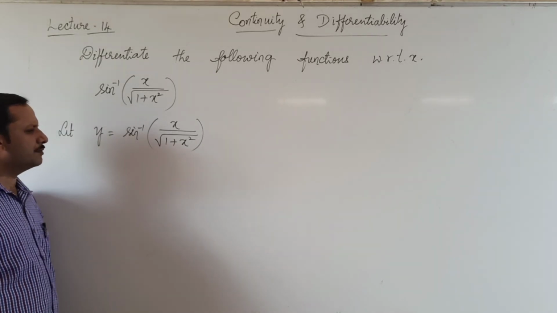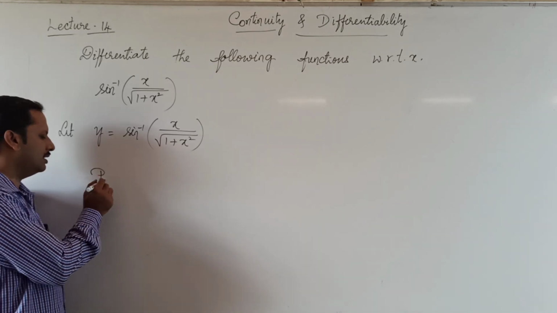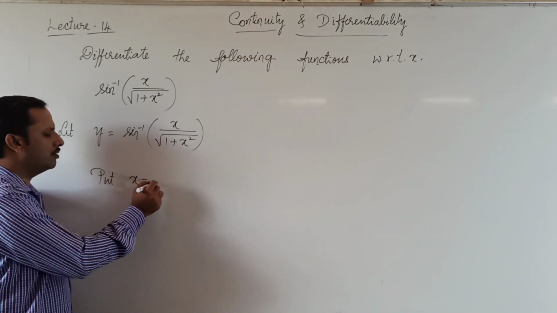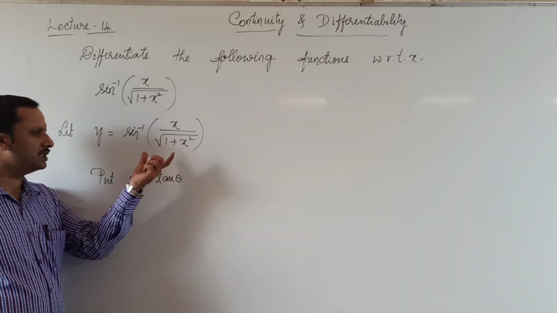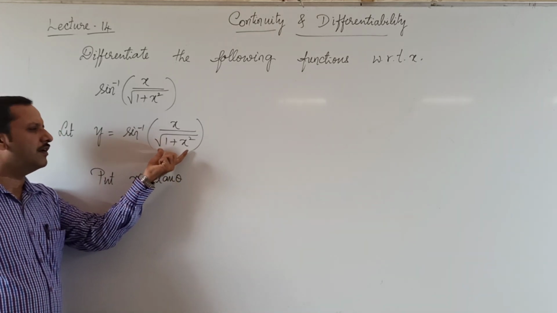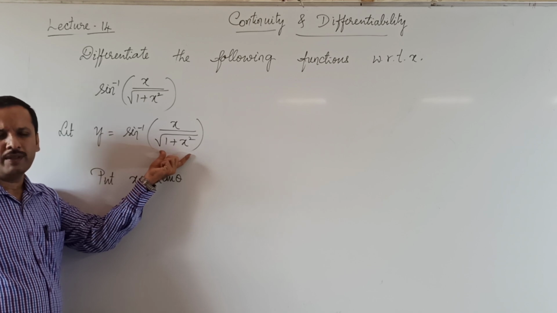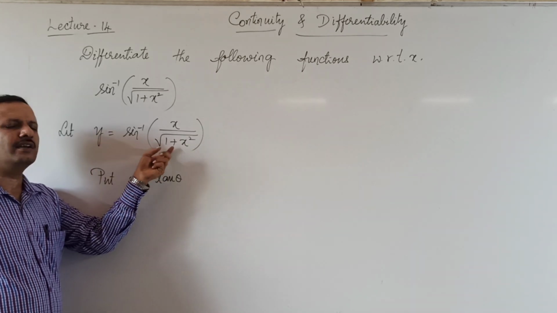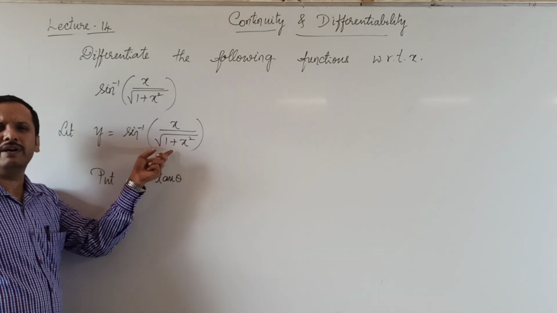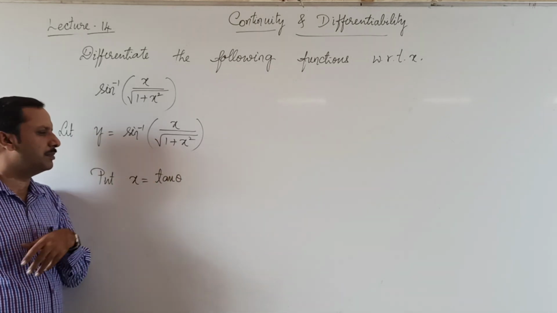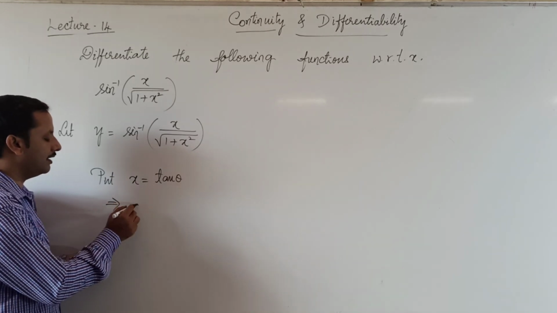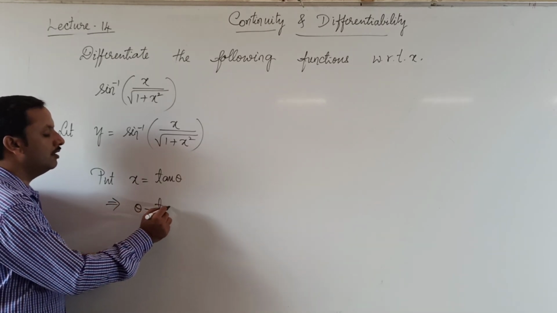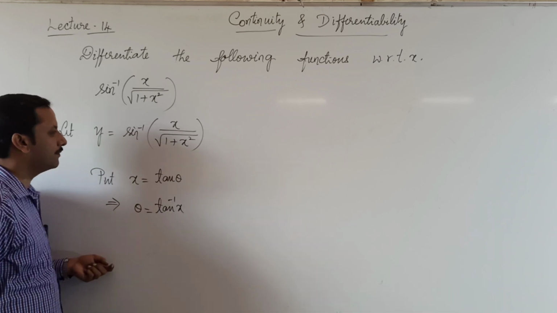I will make a substitution here: put x equal to tan theta. Why do I take x equal to tan theta? Because you observe here we have root of 1 plus x square. If I take x as tan theta, then we will get 1 plus tan square theta, which can be written as secant square theta, and simplification will be easy. So I am taking x as tan theta. That will imply that theta is equal to tan inverse x.